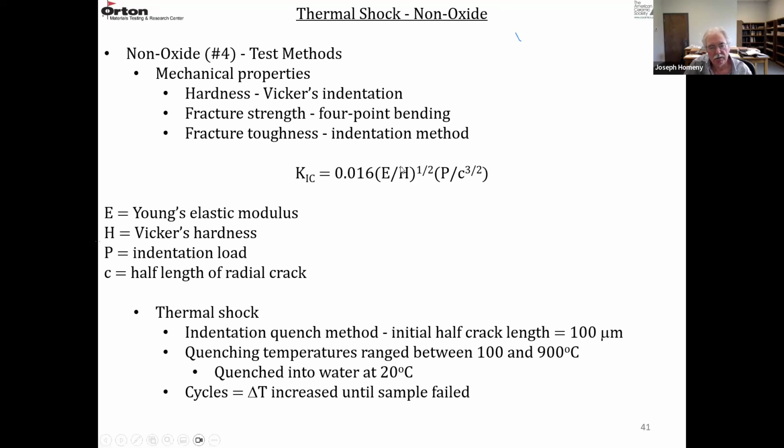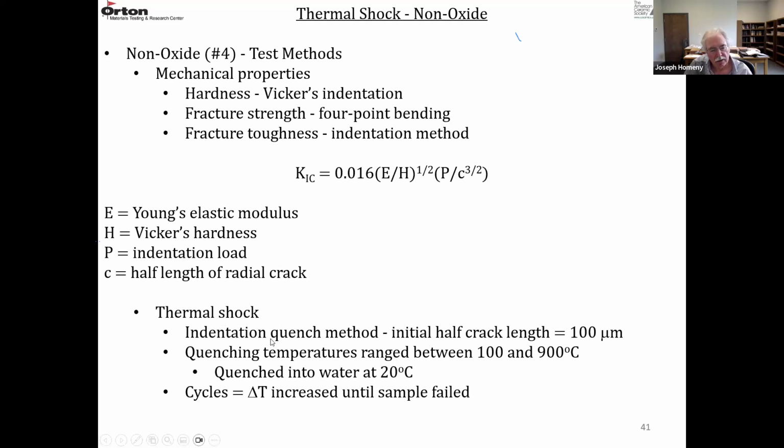Again, this isn't bad for comparing K1C for the same type of material. It doesn't necessarily give an accurate K1C value, such as the single edge notch beam. But a lot of work was done with this type of fracture toughness measurement because it's very simple to do. You put an indentation in the sample and you measure the resulting crack lengths.